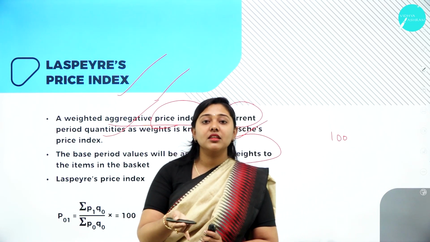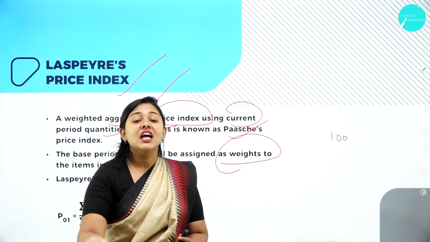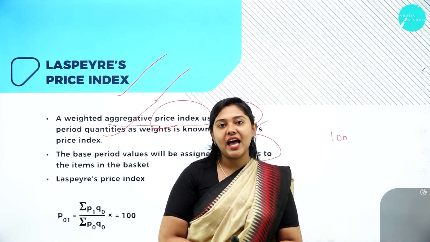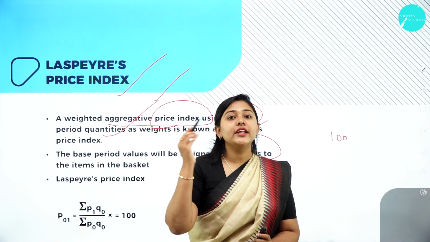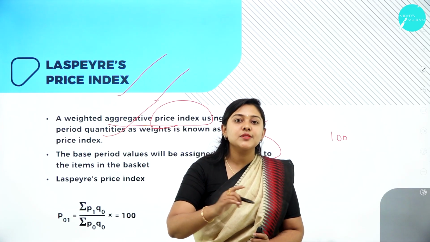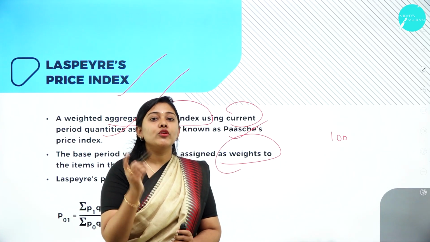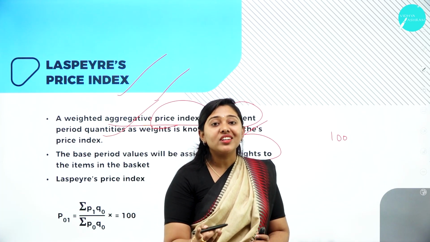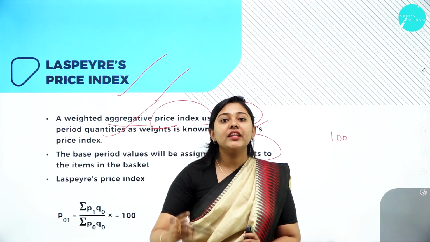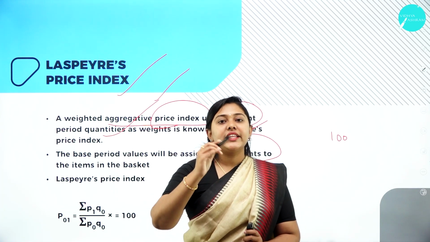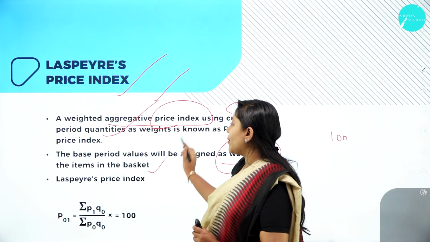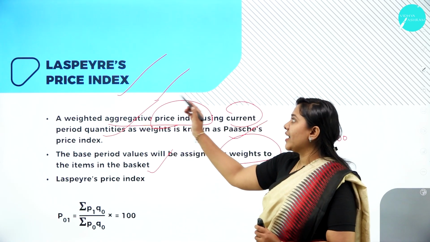If you want to compare the current year price and the base year price, to see what price changes have happened, and you use the quantity of the base year to assign the weight, that method is called the last price index method. If you want to check what changes have happened from the base period to the current period, and you use the current year quantity, then it is the Paasche price index method. So this is all about the last price index method.